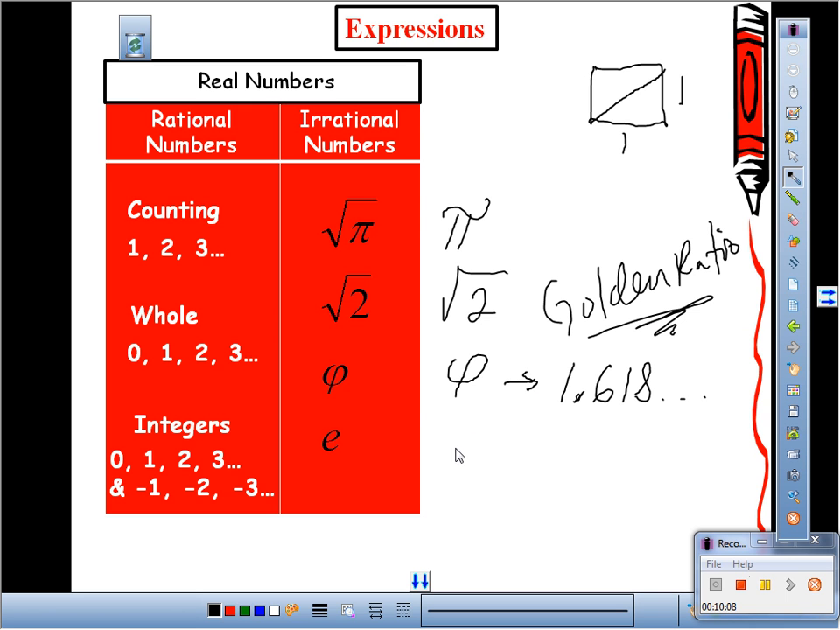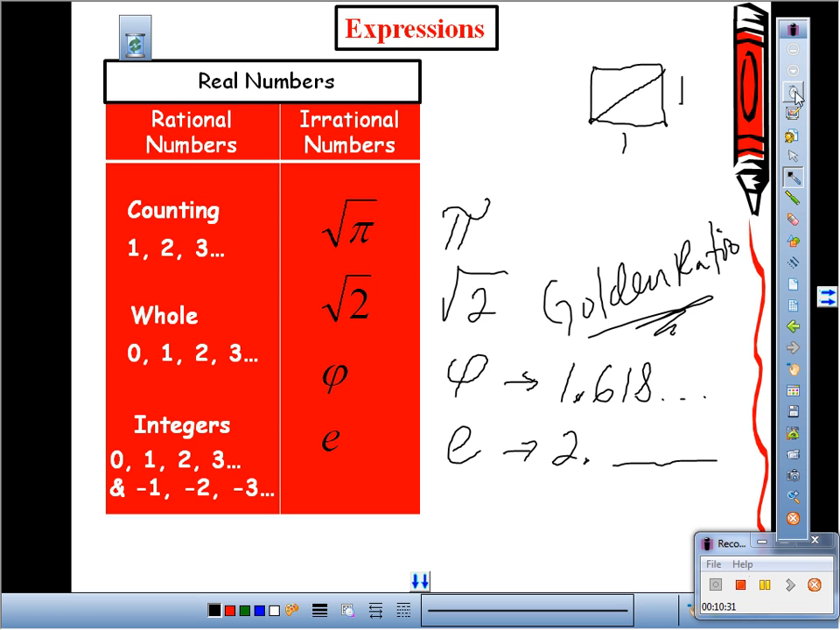And the last one that doesn't end is e. That one is 2 point yada, yada, yada. That's the Euler number. And once again, all of those numbers cannot be made into a fraction. That's why these are called what? Irrational. These can, but all of them together are called what? Real numbers. Are we there so far?